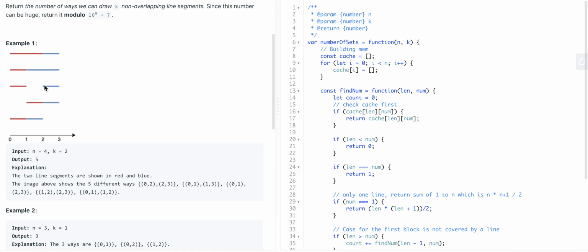So you can see here, this falls into the first category, the first case where you skip, you don't use it, or you use it and use it once, or you use it and use all the remaining.